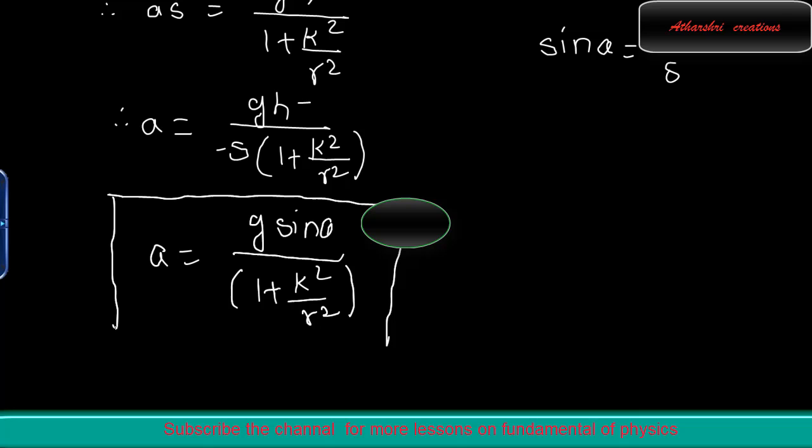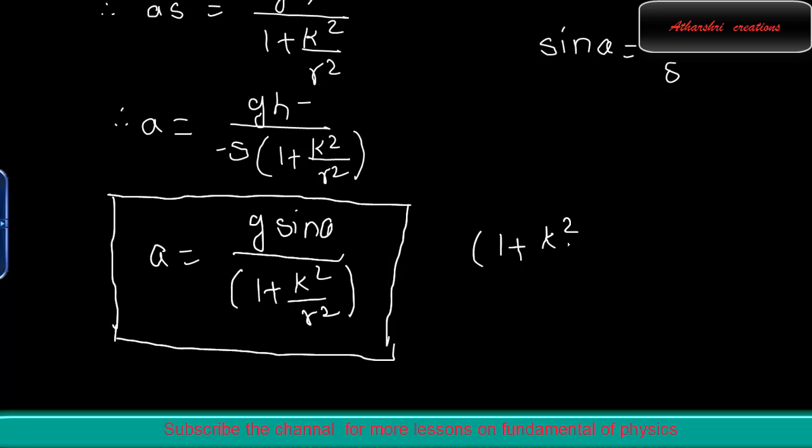Now if we analyze this equation, it is clear that the main factor affecting the acceleration is 1 plus k square upon r square. This is the important factor which is effective for the rolling motion of the body and its acceleration. Okay. Now next part. There are some special cases. See, in the above equation, the part k square upon r square plus 1 plays the important role.